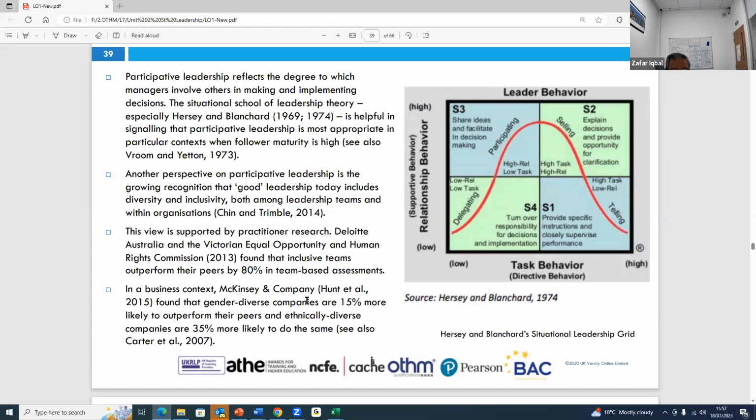A lot of people who are practitioner research oriented, like Deloitte Australia and the Victorian Equal Opportunities and Human Rights Commission, found that inclusive teams outperform their peers by 80%, because when they compare with other teams, these participative leadership, participative inclusive teams do better in particular circumstances, because there are a lot of diverse people in it. There are different people contributing to the goals of the organization.